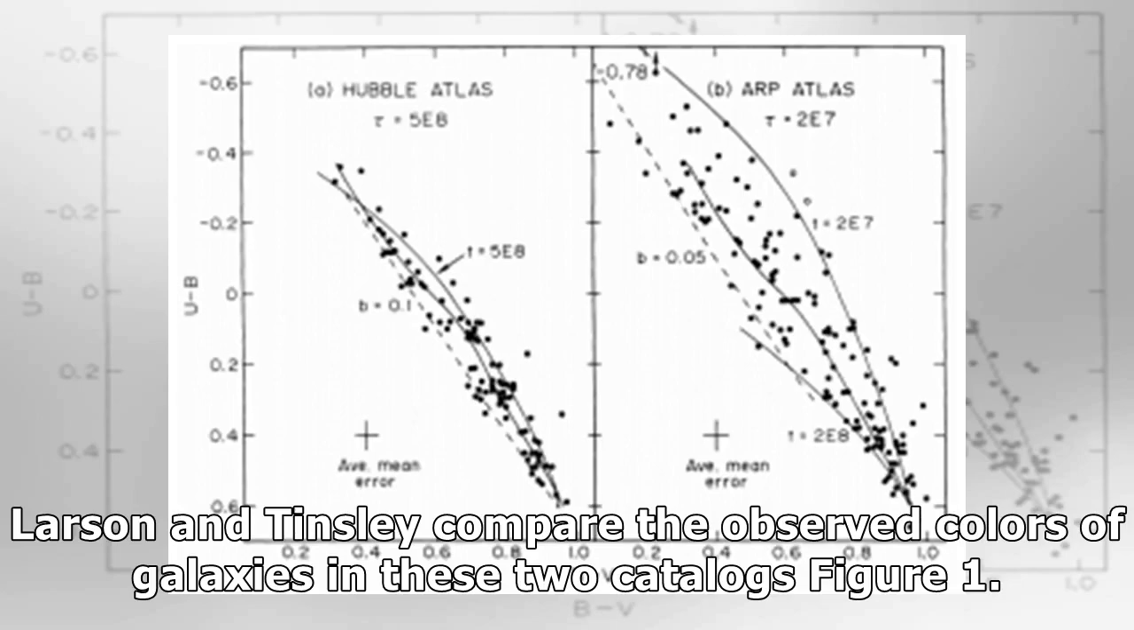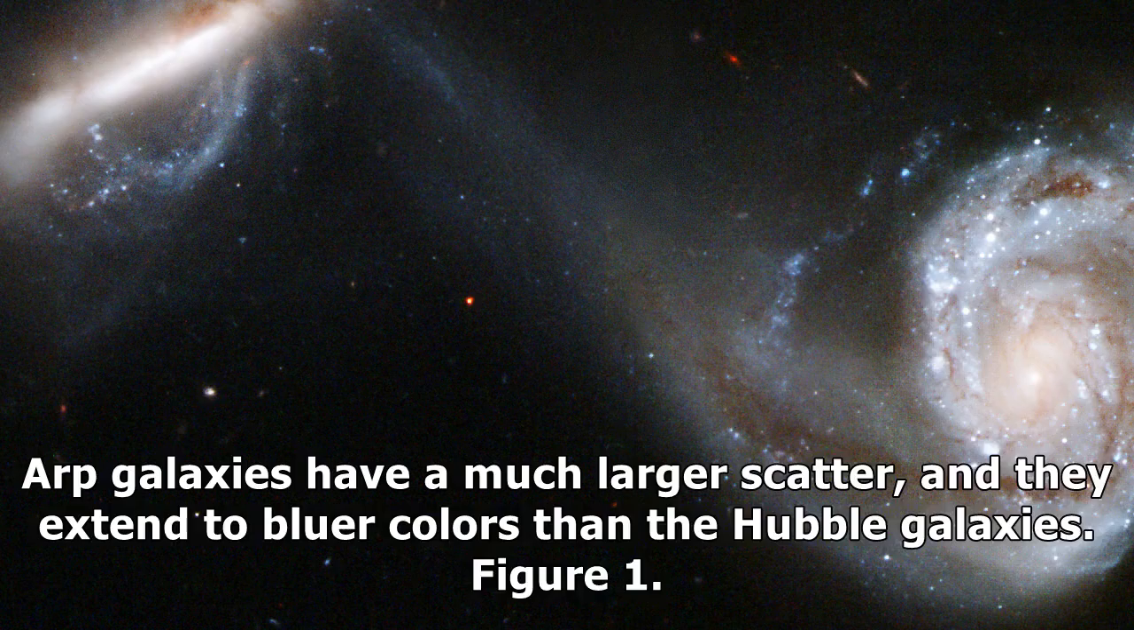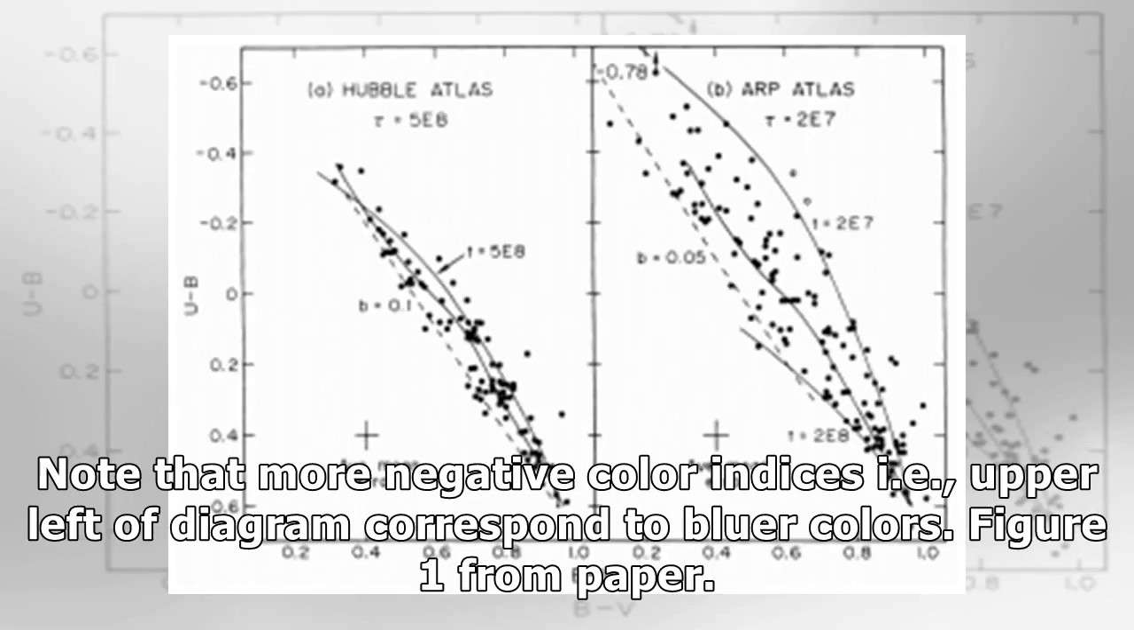Larson and Tinsley compare the observed colors of galaxies in these two catalogs. Figure 1. They find that the Hubble galaxies follow a fairly tight relation between U-B and B-V colors. These are just the differences between the magnitude of a galaxy as measured in U, B and V filters. Arp galaxies have a much larger scatter, and they extend to bluer colors than the Hubble galaxies. Figure 1. U-B versus B-V color for normal morphology galaxies from the Hubble Atlas, left, and for peculiar galaxies from the Arp Atlas, right. Note that more negative color indices, i.e., upper left of diagram, correspond to bluer colors.